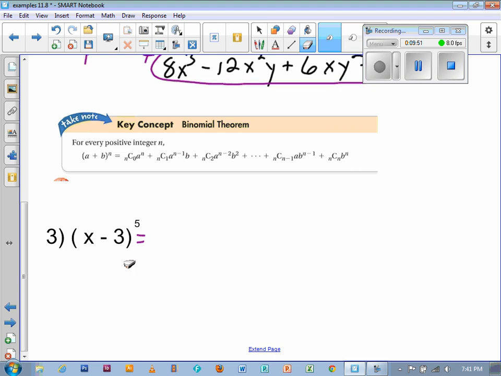Okay, so let's go to work. First thing you want to do is, this is your n term. The n is 5. So we go 5 C 0.